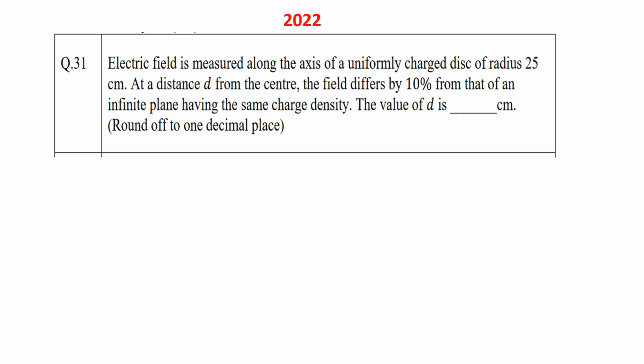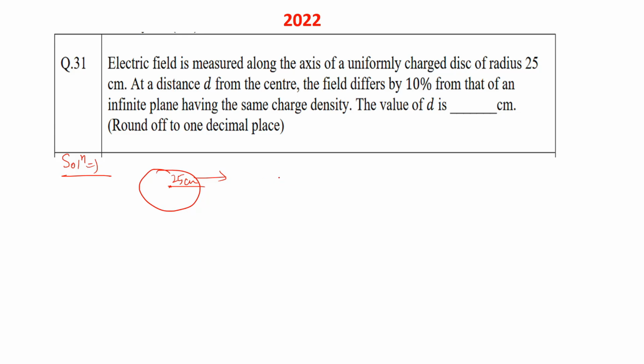Hello everyone. Today I'll be solving question number 31 from the 2022 examination. In this question, the electric field is measured along the axis of a uniformly charged disk of radius 25 centimeter. So this is a charged disk of radius 25 centimeter, and they have measured the electric field along this axis at some point due to this disk.